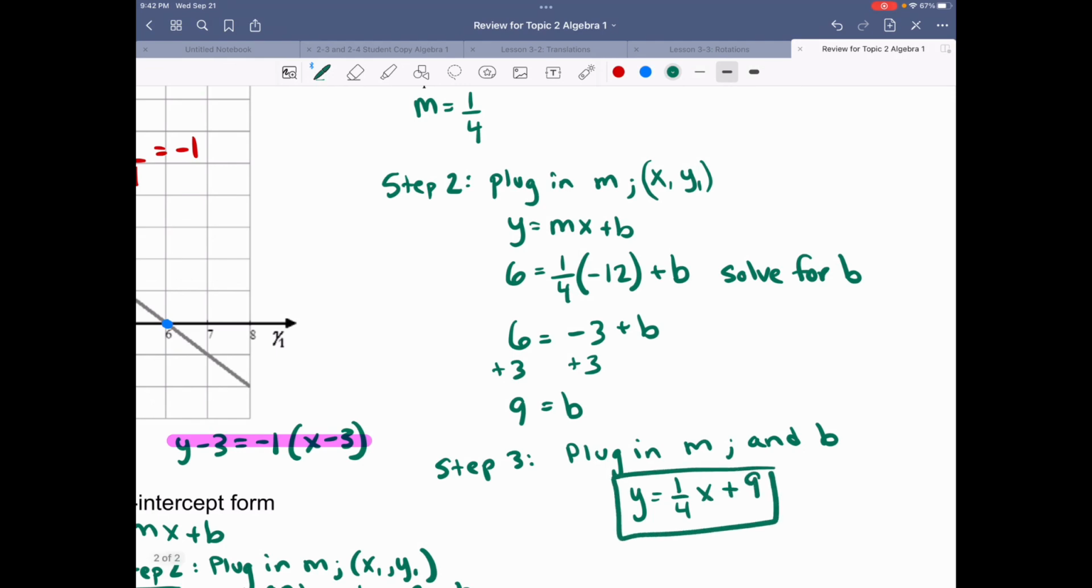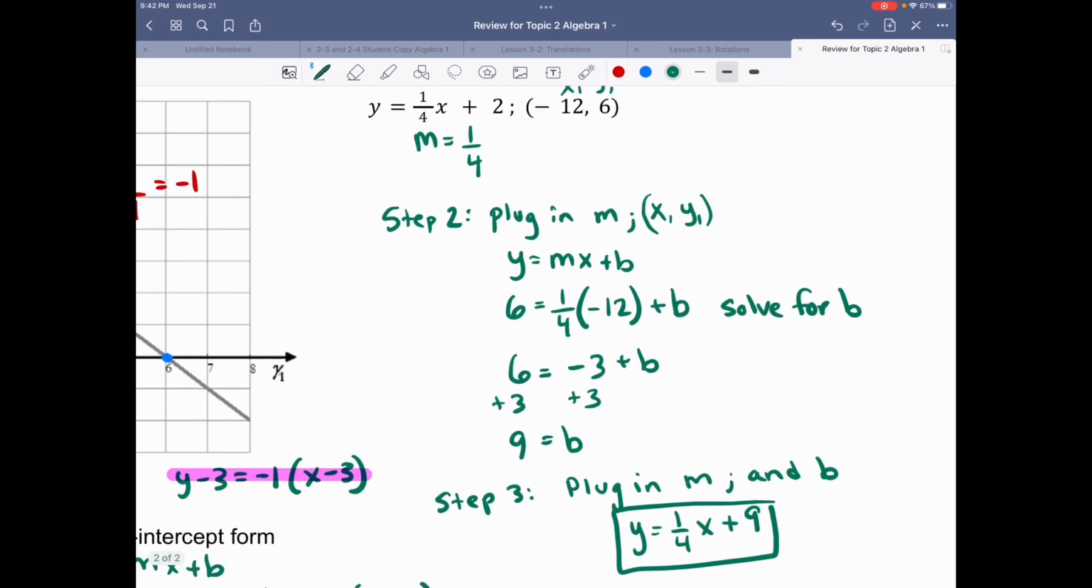And you could graph these two lines to see if they, like if you put this equation into Desmos graphing calculator and you put this equation into Desmos graphing calculator, you would see that they are parallel because they have the same slope, 1/4. And that is our review. So again, rewatch this video for the parts that you need extra practice with.